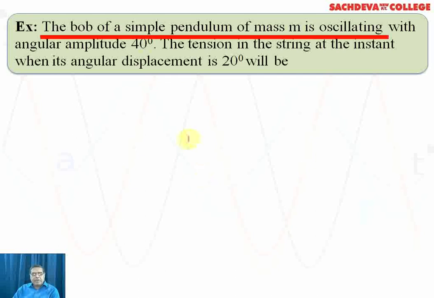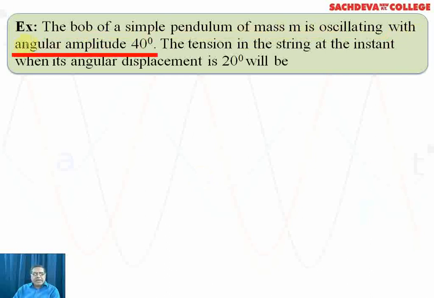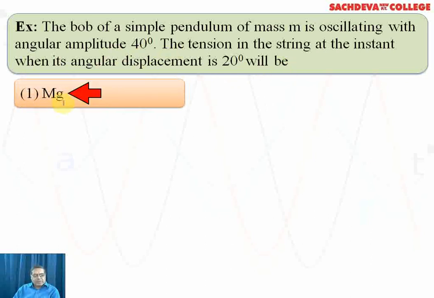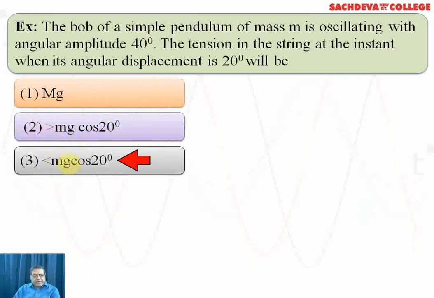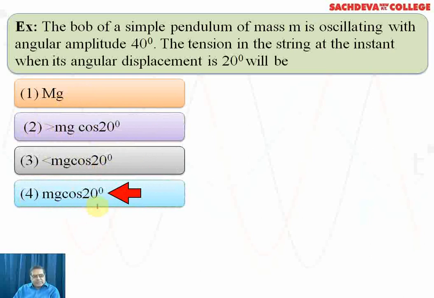Now, the bob of a simple pendulum of mass m is oscillating with an angular amplitude of 40 degrees. What will be the tension in the string at the instant when its angular displacement is 20 degrees? So we have to find the tension in the string at the instant its angular displacement is 20 degrees. The first option is mg, then greater than mg cos 20, then less than mg cos 20, and the fourth is mg cos 20 exact value.